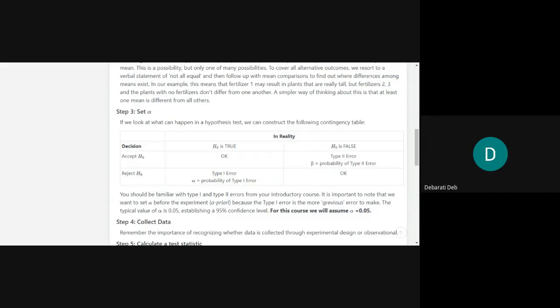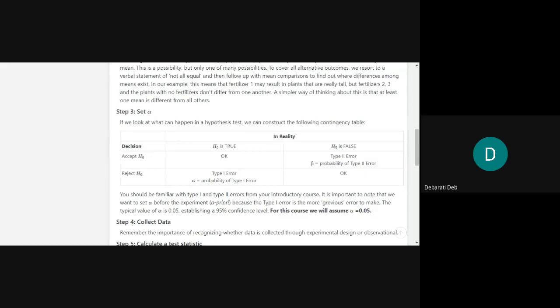You should be familiar with type 1 and type 2 errors from your introductory course. At this level you should be familiar with them. Type 1 is what? When you reject H naught when in reality it is true, and type 2 is when you accept H naught when in reality it is false. It is important to note that we want to set alpha, the level of significance, before the experiment, because the type 1 error is the most grievous error to make.